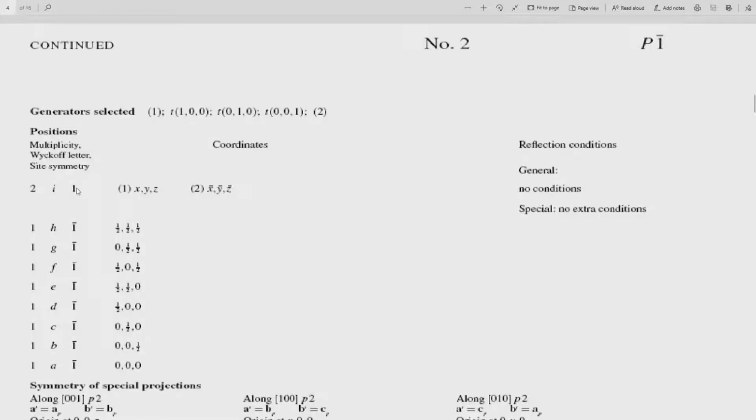The site symmetry is still 1. Wherever it is sitting, it is 1 only, because it is a triclinic system. So, the site symmetry is 1, but the multiplicity associated with the site is 2. So, that means if you have an atom at x, y, z, it has to have an atom at x bar, y bar, z bar.